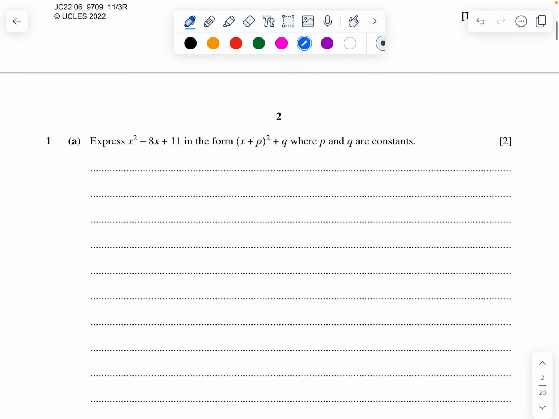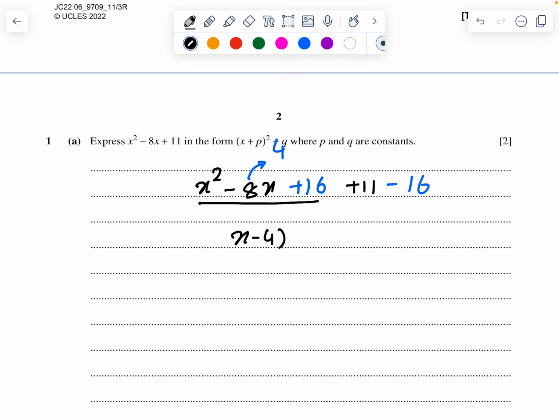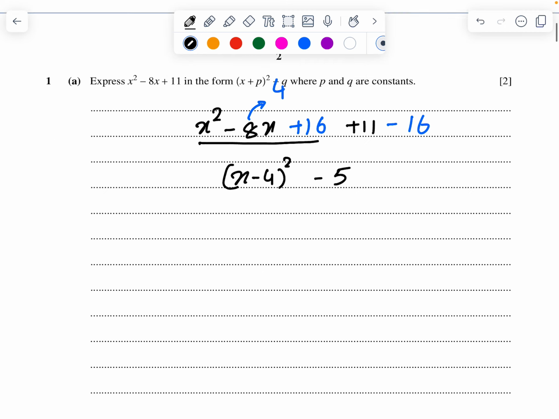So the first question is about completing the square. x squared minus 8x plus 11. I am going to write x squared minus 8x plus 11. Then take half of this number. Half of this number is 4. Then add 16, 4 squared, and subtract 16. So that this entire thing will become (x minus 4) whole squared minus 5. That's going to be the answer.